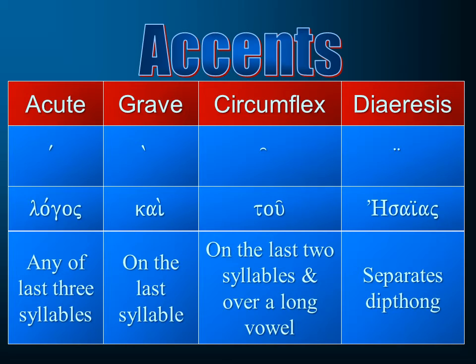So notice the acute is any of the last 3 syllables. The grave can be only on the last syllable. So that kai, notice kai, there's only 1 syllable, so that didn't really help. With the acute logos, there's only 2 syllables, but it could have been in any 3. And the circumflex is on the last 2 syllables and over a long vowel. Now, we haven't talked about short and long vowels yet. Like that oo sound would be a long vowel. Ah would be short. But we'll talk about that later on, or maybe somewhere else. And then we already noticed that the diaresis separates the diphthong.